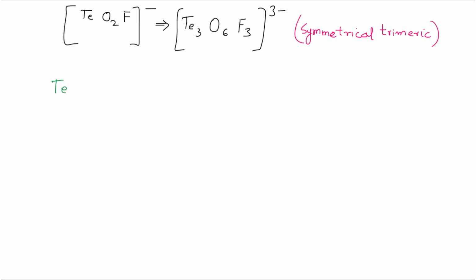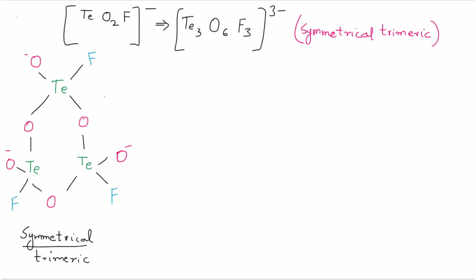Now, if we try to draw the structure of this symmetrical trimeric form of this molecule, it means we have an alternate tellurium oxygen kind of structure. So we have a structure something like this, which is the symmetrical trimeric TeO2F minus. We have tellurium alternating with oxygen, and you can see the oxygens are bridged. If we consider tellurium, we can see it is connected to 2 bridged oxygens. So these are the bridged oxygens. And then we have a terminal oxygen and a terminal fluorine.